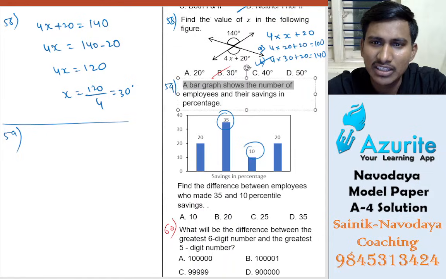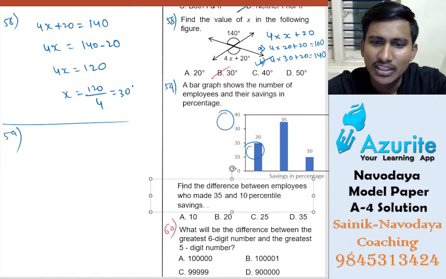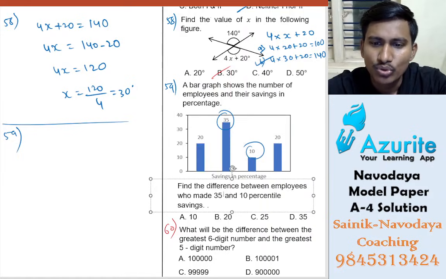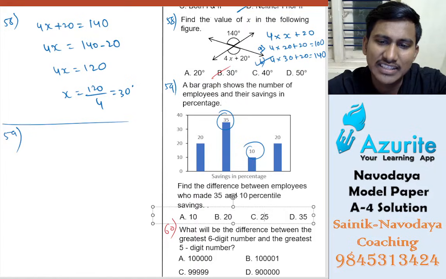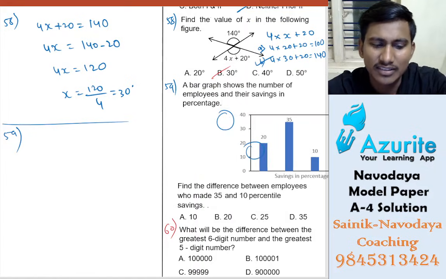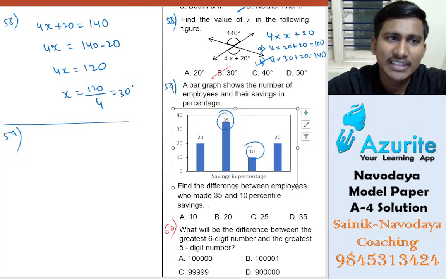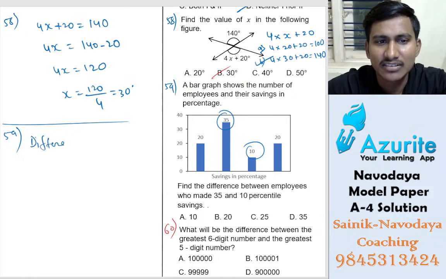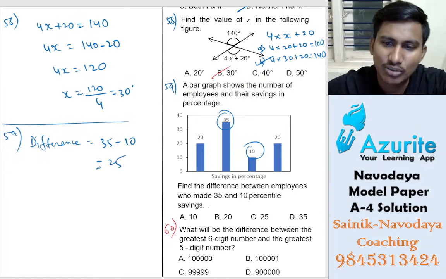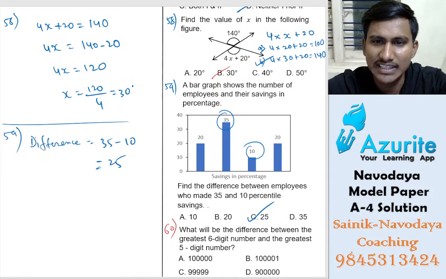Question 59. A bar graph is given. Here find the difference between the employees who made 35 and 10 percentile saving. So 35 and 10 percentile here. So 35 minus 10 is 25. Difference they are telling, so difference means minus. If you minus, you will get the answer. So 35 minus 10 is 25. Answer option C here. Okay, very easy.